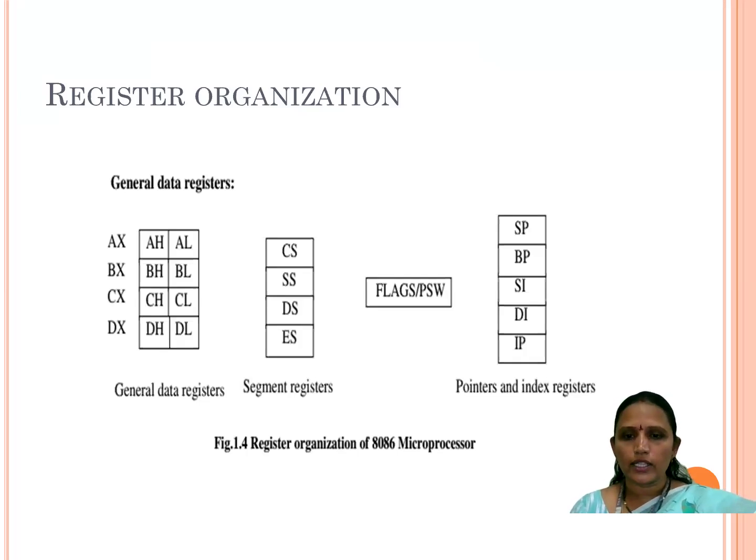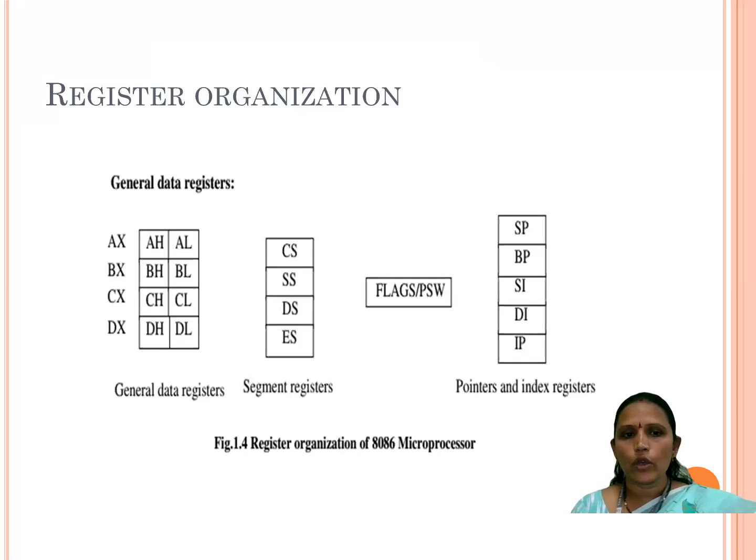And coming to the next type of registers, that is the pointer and index registers. These all are 16-bit registers. It has the stack pointer and the base pointer. And coming to the index registers, it has the source index register, the destination index register, and one more 16-bit register, the instruction pointer. So all these registers come under the register organization of the 8086 microprocessor.